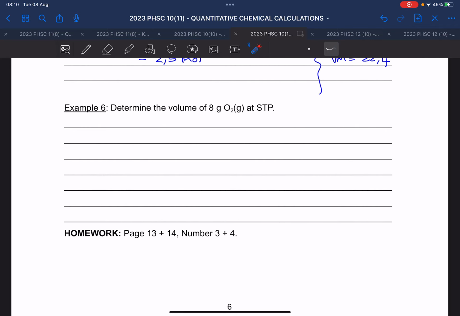It says there, determine the volume of 8 grams of oxygen gas at STP. You read the word STP. You see that it is a gas, you smile, because it means you can use that 22.4 constant. Let's check quickly. They ask us the volume. They give us a mass of 8 grams. They speak of oxygen. And they say we're at STP, which means we're allowed to use that 22.4.